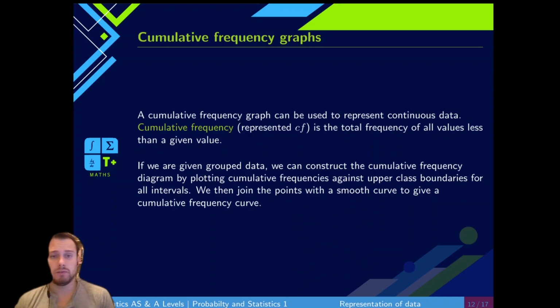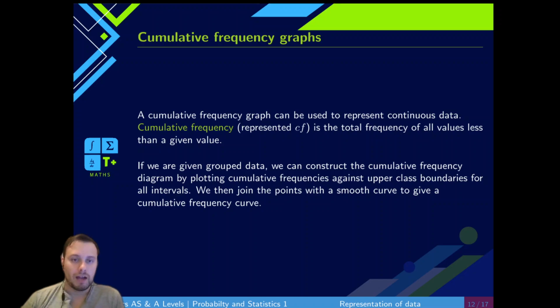Two more things before we get into the diagram. First of all, if we're given data that is grouped, as we're going to see in an example, we are always going to plot it against the upper boundary, and we're going to join the points using a smooth curve. You will see that some people also draw a cumulative frequency polygon. It's something that mathematically you can do, but for the A levels it is expected for you to draw the curve. So always focus on drawing the curve.